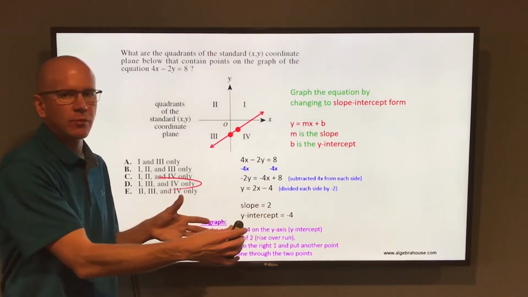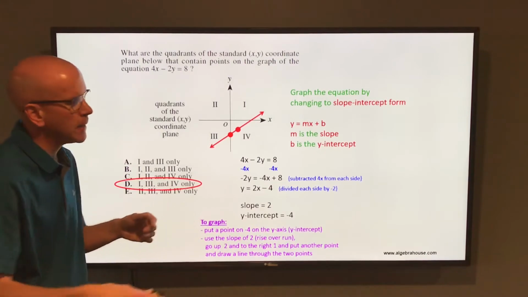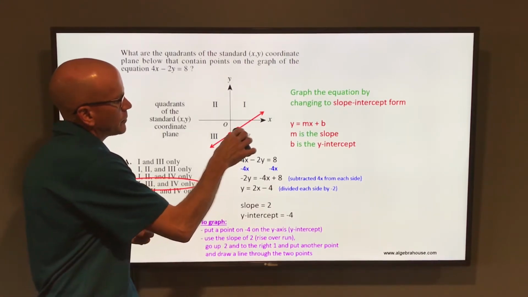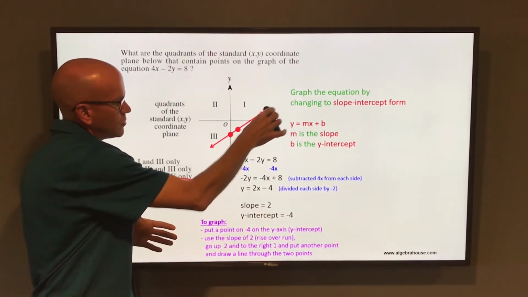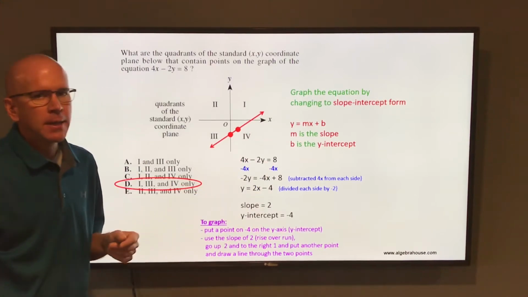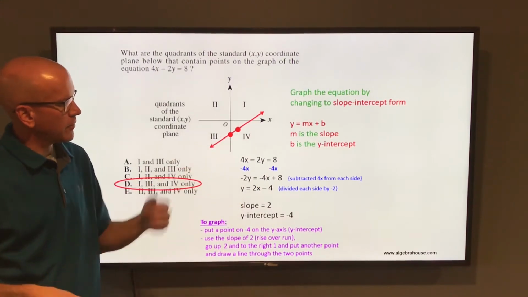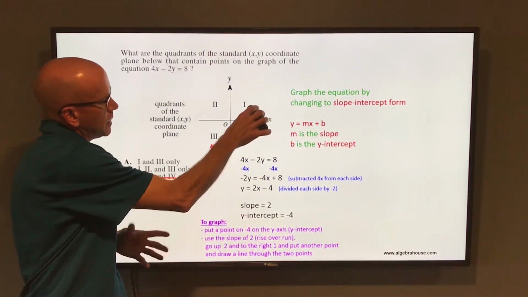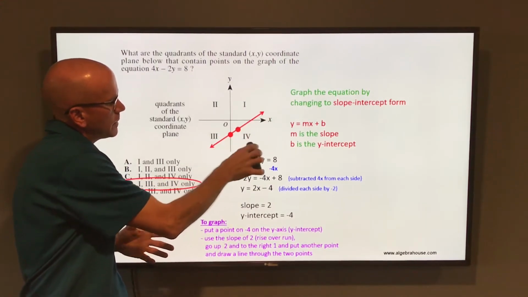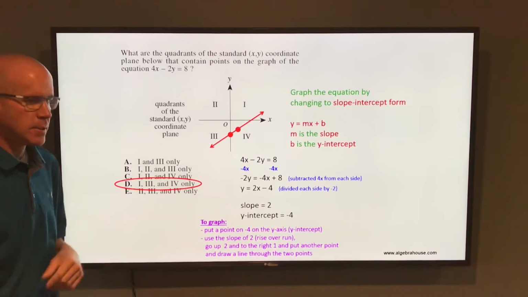That's the same as 2 over 1. Remember, that's rise over run. So start at negative 4, go up 2 and to the right 1, put another point, draw a line through those 2 points, and that is the graph of that equation. So the question is, which quadrants does that lie in? Well, you can see it. It hits on 1, 3, and also 4, which is letter D.